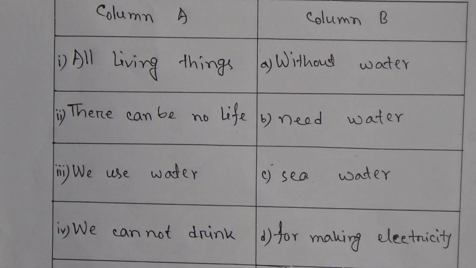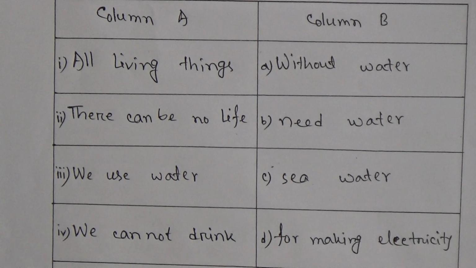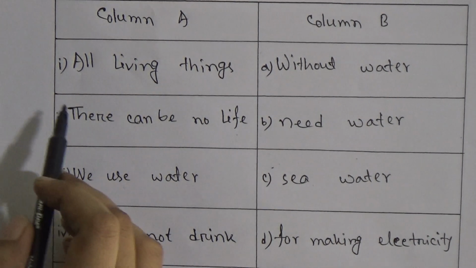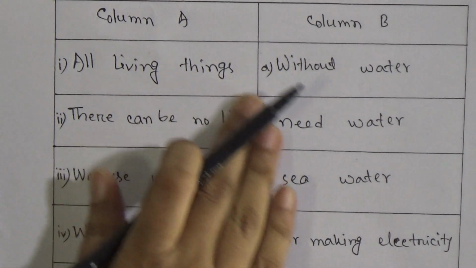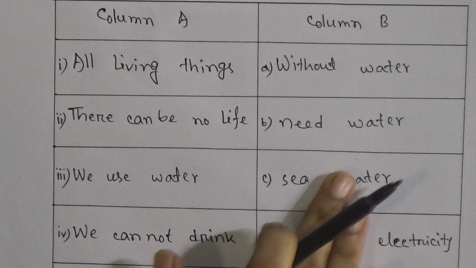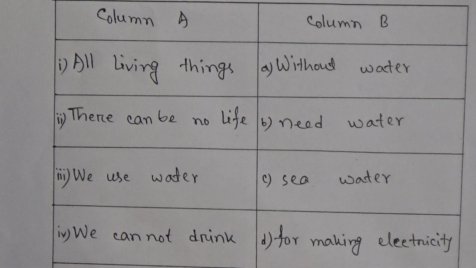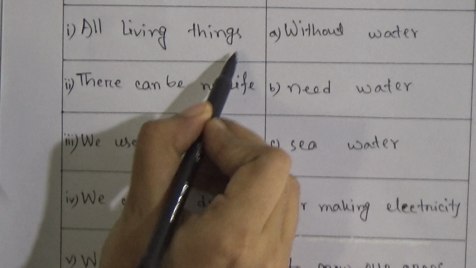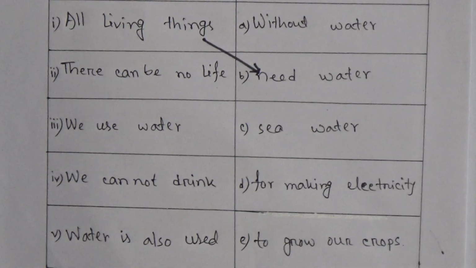In the left portion there is column A, and in the right portion there is column B. So we will match column A with column B. The first one is, all living things. We will have to find the best match from column B. All living things, there is written as need water. So the answer will be all living things need water. This is the answer of the first question.